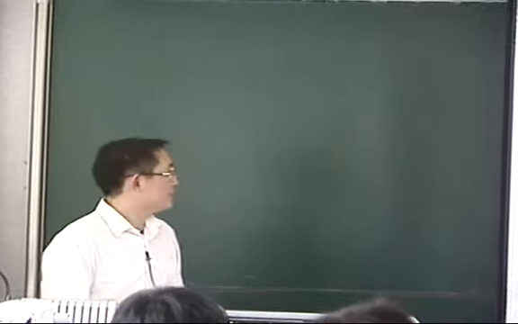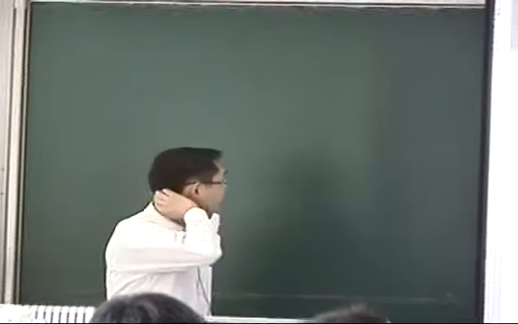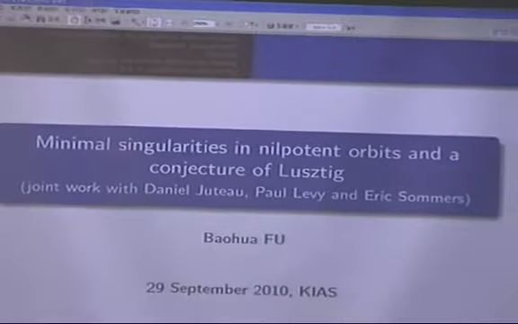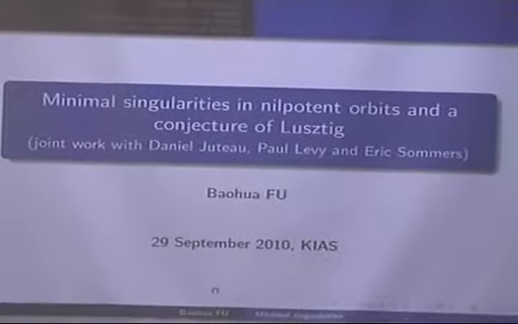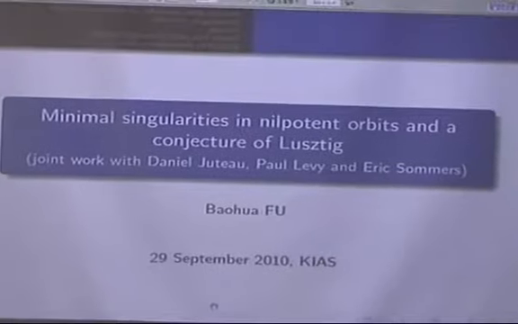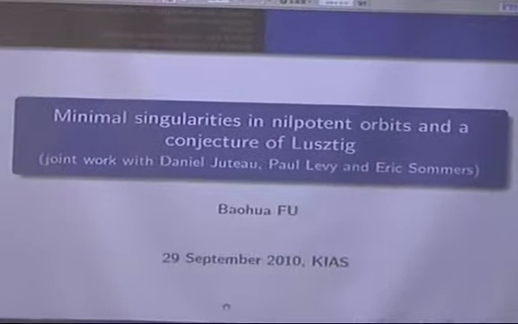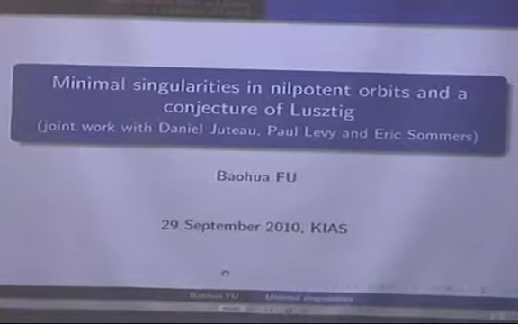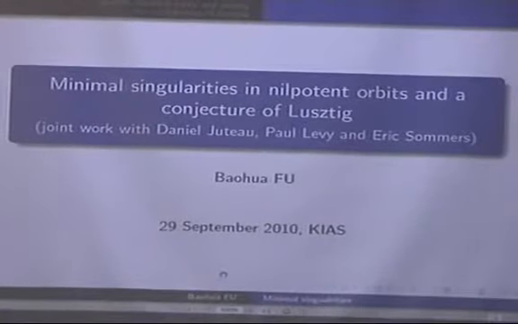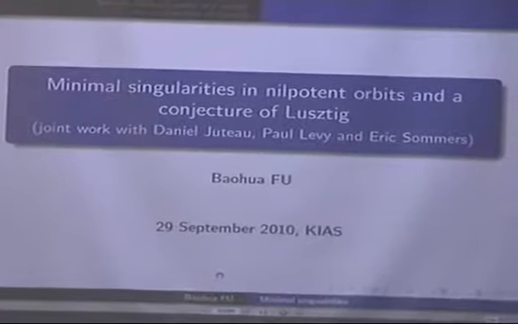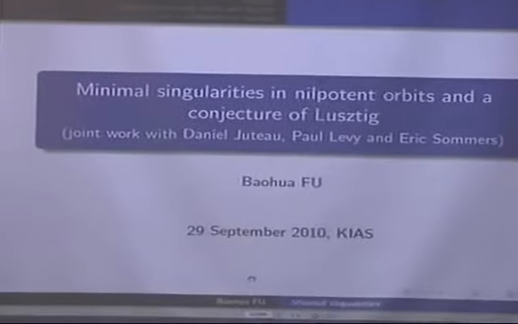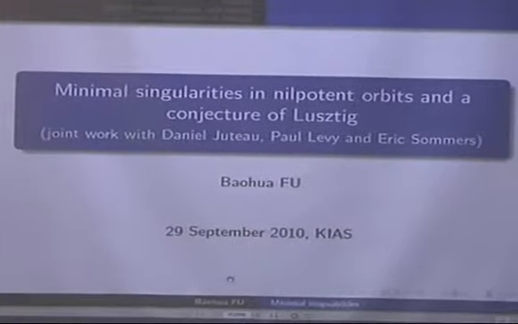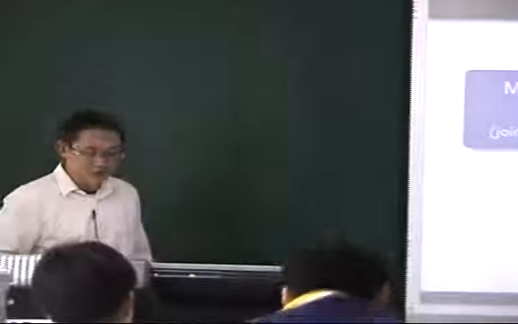And Eric Somers. I will talk about the minimal singularities in nilpotent orbits and a conjecture of Lusztig. So first of all, I will introduce some basic notions on nilpotent orbits and also some geometry on nilpotent orbits. Then I will go on to talk about the minimal singularities, and the last part will be concerned with the conjecture of Lusztig.